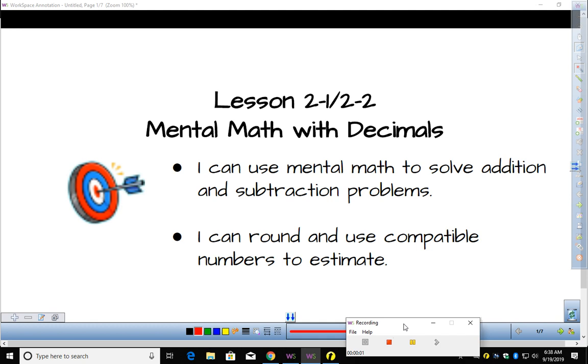Today in topic 2, adding and subtracting decimals, the whole goal today is to do it mentally, to use a variety of strategies to be able to solve these problems mentally, in our heads, writing down as little work as possible.